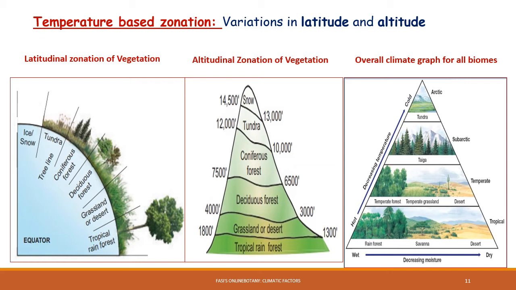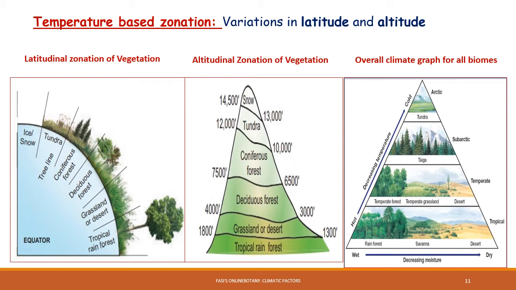Temperature-based zonation on Earth's surface. Variations in latitude and altitude do affect the temperature and the vegetation on the Earth's surface. The temperature is maximum at the equator and it decreases gradually towards the poles.